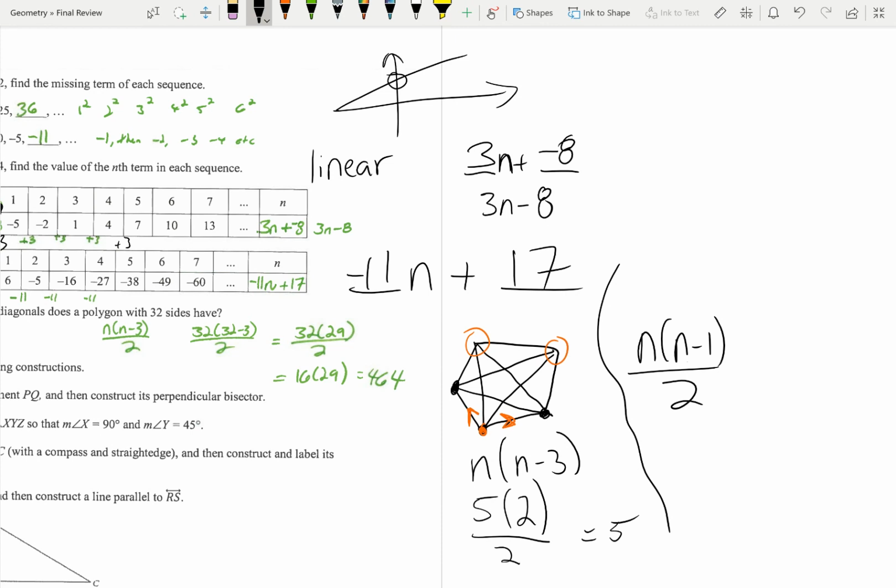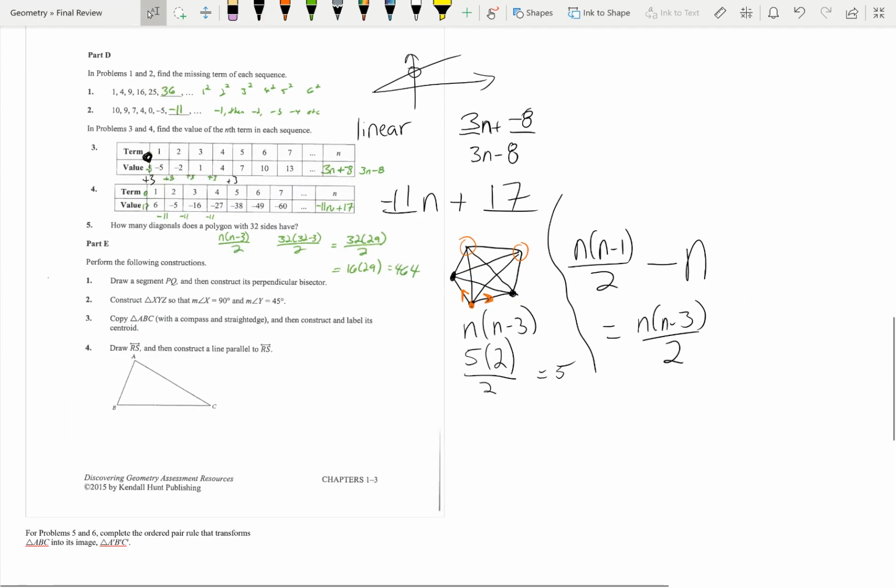But we're only doing the number of diagonals, right? So we don't want to include the sides outside. So we need to subtract n, the number of sides, because that will leave us the number of diagonals. If you do some algebra, that's actually equal to n(n − 3)/2. So they're the same thing. You can do it either way. You'll get the same answer. Okay.